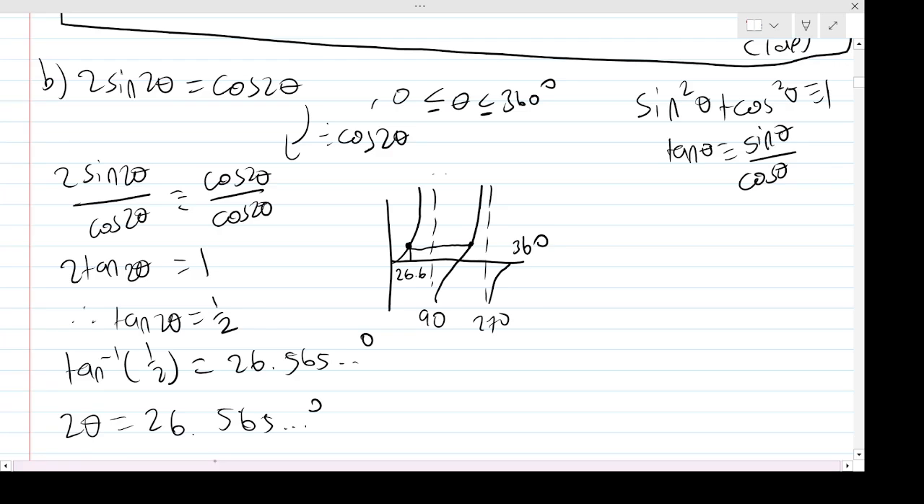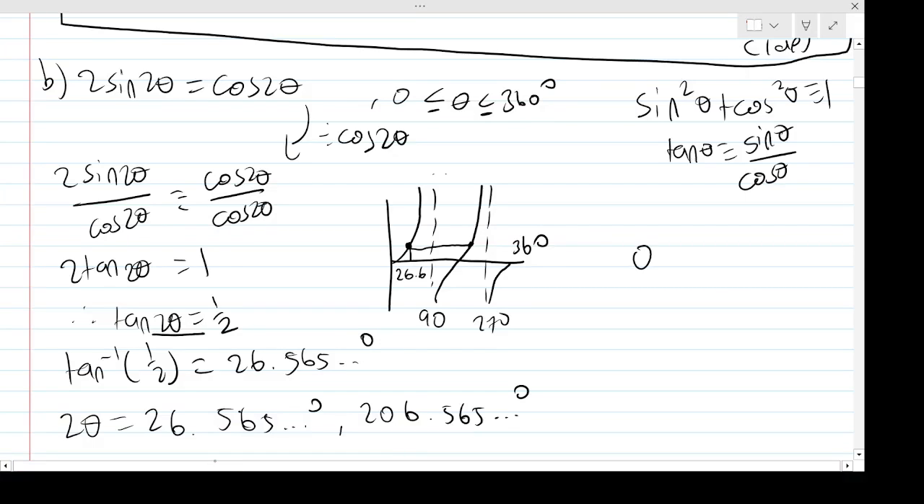So I then need to add 180 on to this first solution. So if I add 180 onto this 26, I get 206.565. Well, hang on. Then we need to find more solutions. But what interval are we working in? It's not theta anymore. We need to adjust for that because now we have 2 theta.